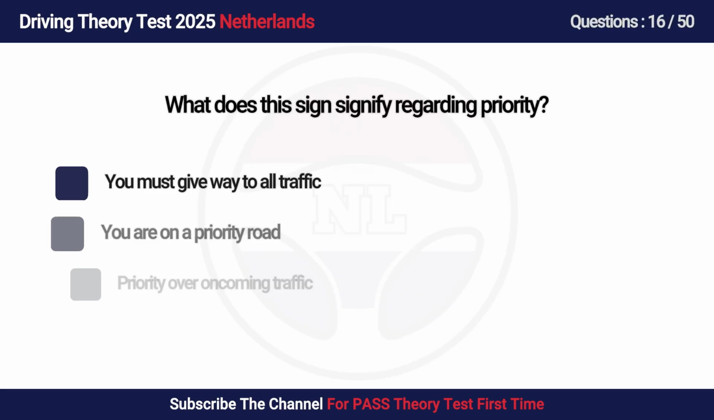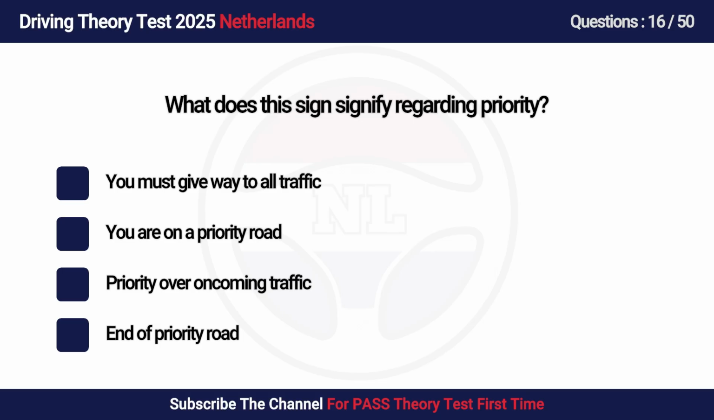Question 16. What does this sign signify regarding priority? A. You must give way to all traffic. B. You are on a priority road. C. Priority over oncoming traffic. D. End of priority road.